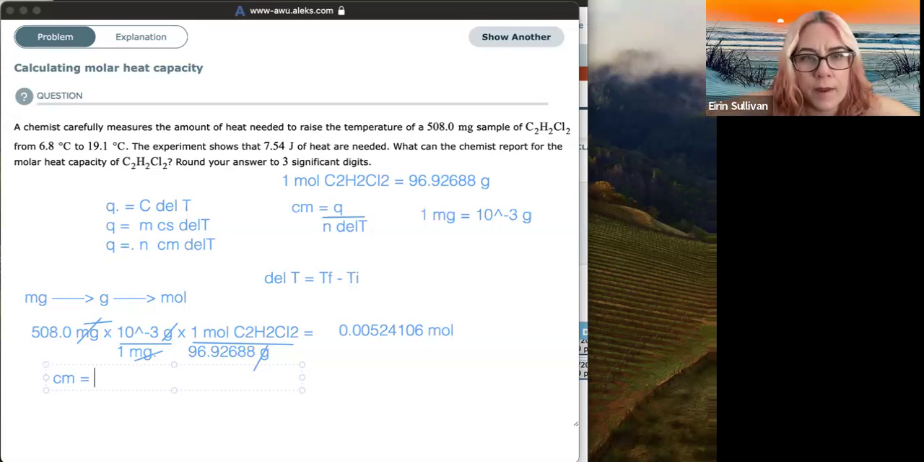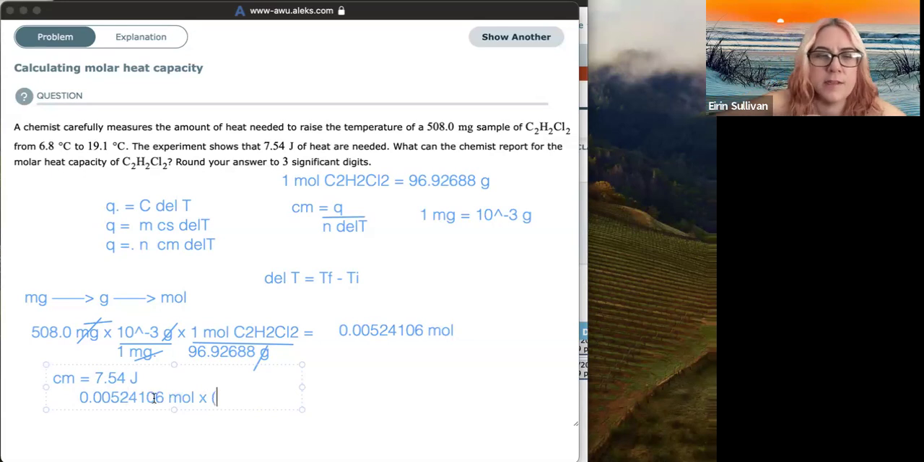So I've got my Q on top, which was 7.54 joules. Of course, if that had been given in kilojoules or something, I would have to convert that, right? Then my number of moles was 0.00524106 moles times delta T, final minus initial. I'm just going to go straight ahead and do it.